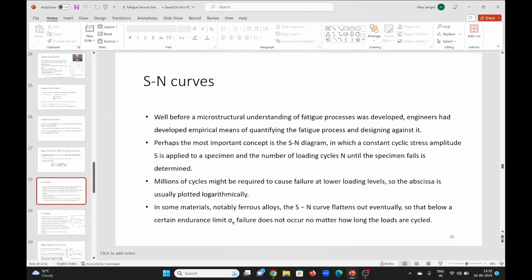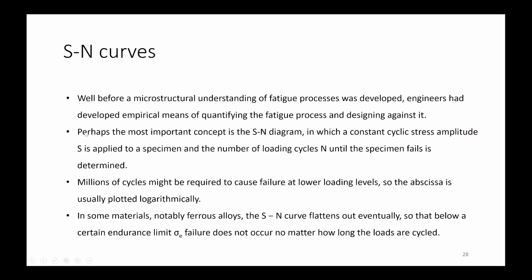Perhaps the most important concept is the SN diagram, in which a constant cyclic stress amplitude S is applied to a specimen and the number of loading cycles N until the specimen fails is determined. Millions of cycles might be required to cause failure at lower loading levels. So the abscissa N is usually plotted logarithmically. Your cycles will be on the x-axis and your stress will be on the y-axis.